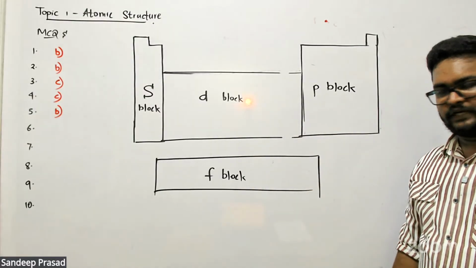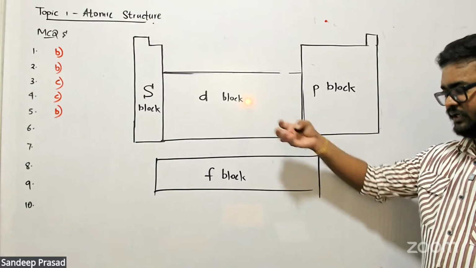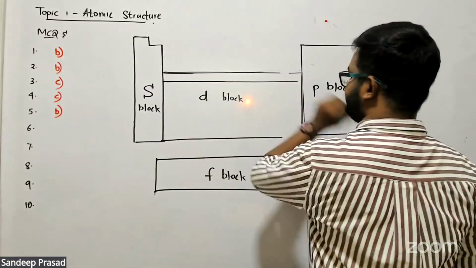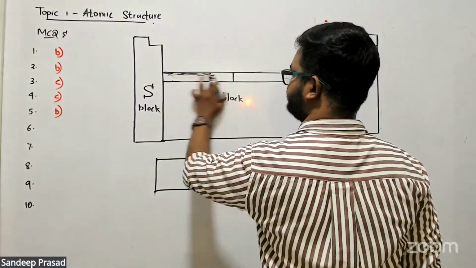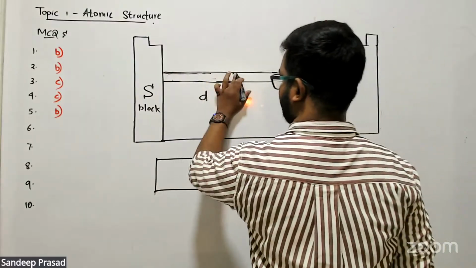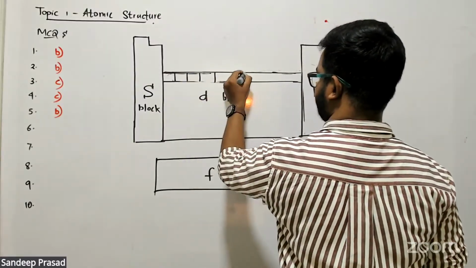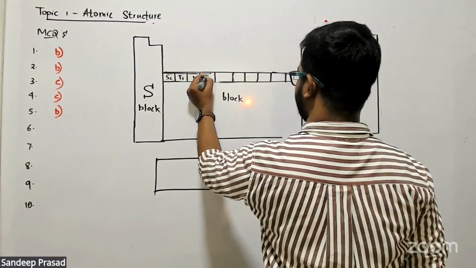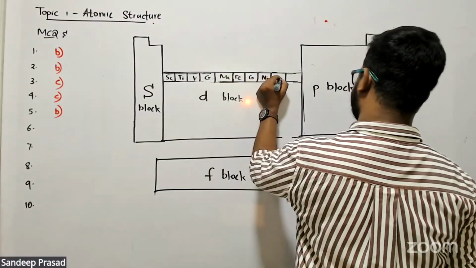levels, right? When you go to universities, when you do chemistry as a subject further, then you will learn. In the D block, we are going to discuss the first 10 elements, right? First 10 elements. What are they? Scandium, titanium, vanadium, chromium, manganese, iron, cobalt, nickel, copper, zinc.